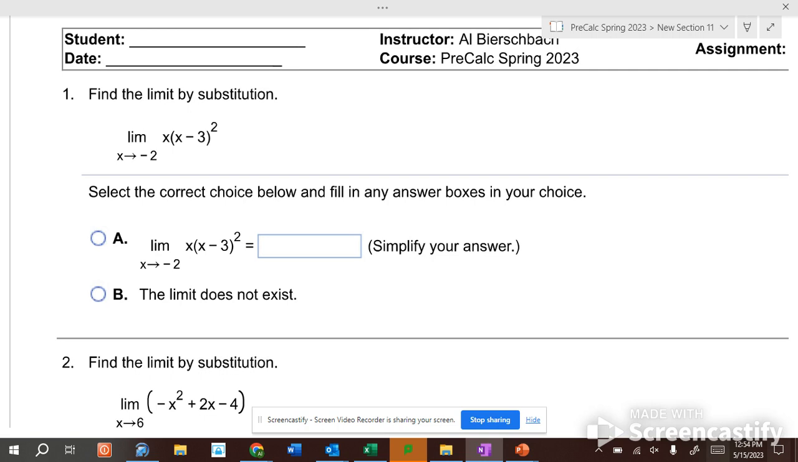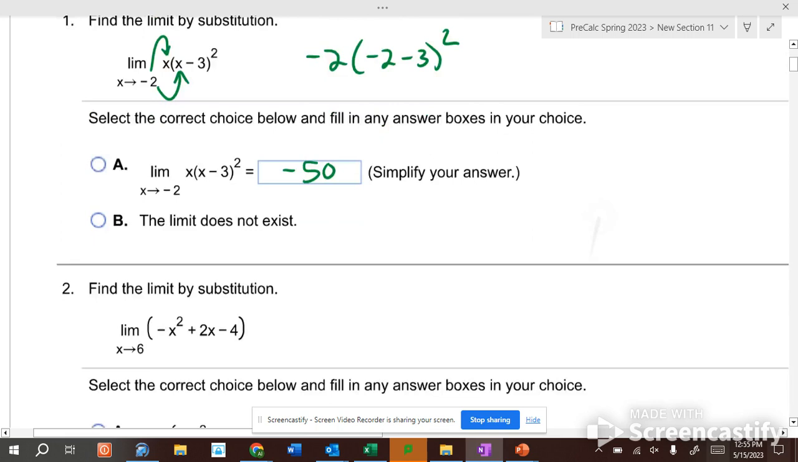Now, this first one is easy peasy lemon squeezy, because if we do limit by substitution, we stick a -2 there, a -2 there, and figure it out. So what's -2 times -2 minus 3 squared? Well, this is -5 squared. -5 squared is 25 times -2, easy peasy lemon squeezy.